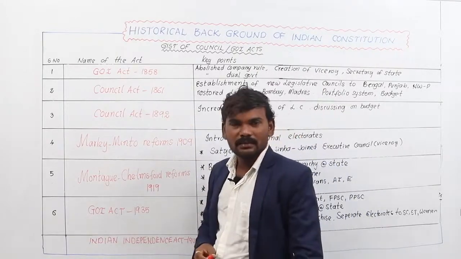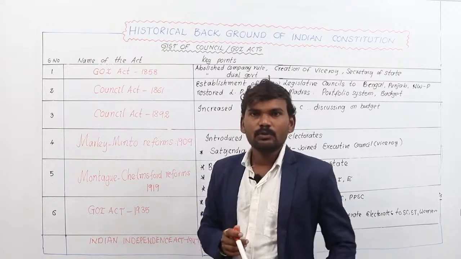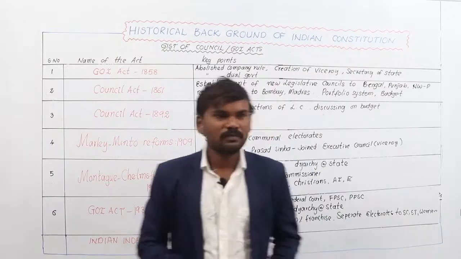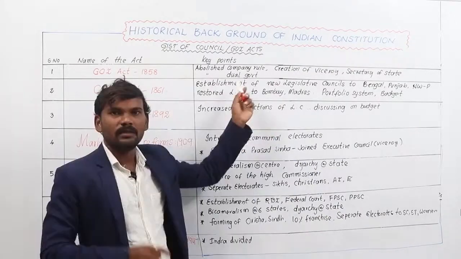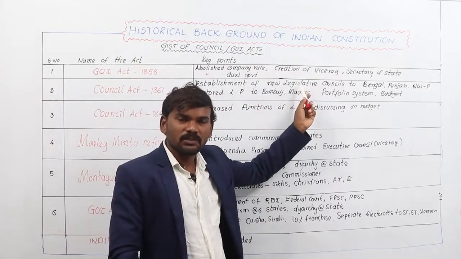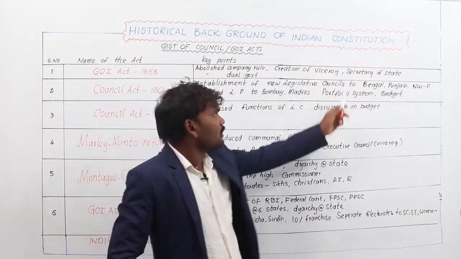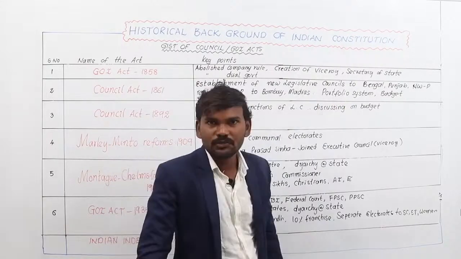Coming to the first one, Government of India Act 1858. This was the first act which was enacted after the Crown rule started in India. The major concepts of this act are: it abolished the company rule, it abolished the Board of Control and Court of Directors, it abolished the dual government. It designated the Governor General of India as Viceroy. Lord Canning was the first Viceroy of India, and it created an office of Secretary of State. Lord Stanley was the first Secretary of State.